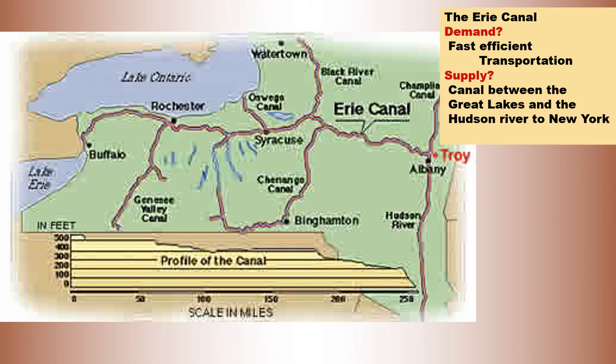So the Erie Canal is going to be this tremendous infrastructure. And the idea here is the demand was for fast, efficient transportation. The supply was a canal between Lake Erie, starting at Buffalo, North Tonawanda to be specific, all the way over to Troy, and then you catch the Hudson River and go down to New York City. And so material could get to New York City from the Great Lakes region, and then materials being manufactured in New York could get out into the Great Lakes region. And so this was a really high priority construction, the Erie Canal.